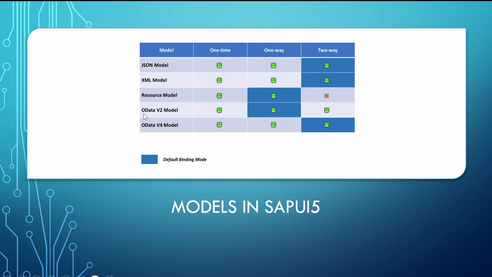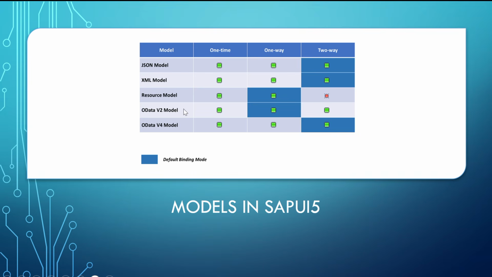Now OData binding mode. There are two types of OData model, one is V2 and one is V4. These two are server side models, and whatever you are seeing like JSON, XML, resource model, these are client side models. In OData, by default the V2 model is one-time binding mode. The V4 model is two-way binding mode.